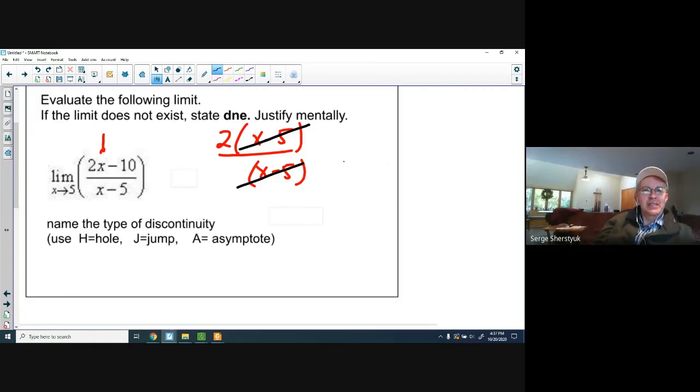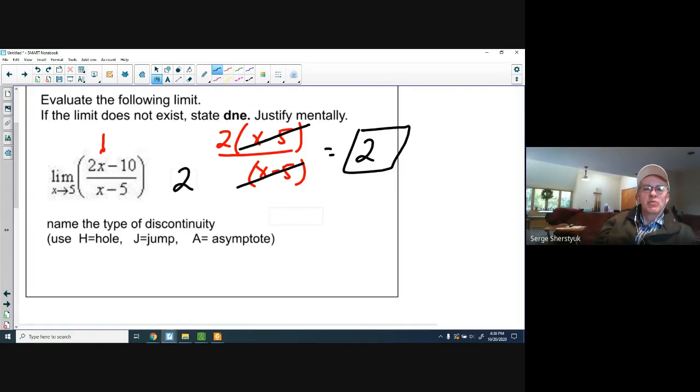So what's the limit as x goes to 5? The limit is, well, plug in 5. Where? There's nowhere to plug it in. So the answer is 2. The limit is 2 since once it's simplified, there's nowhere to plug in the value x. So this is 2. Okay.